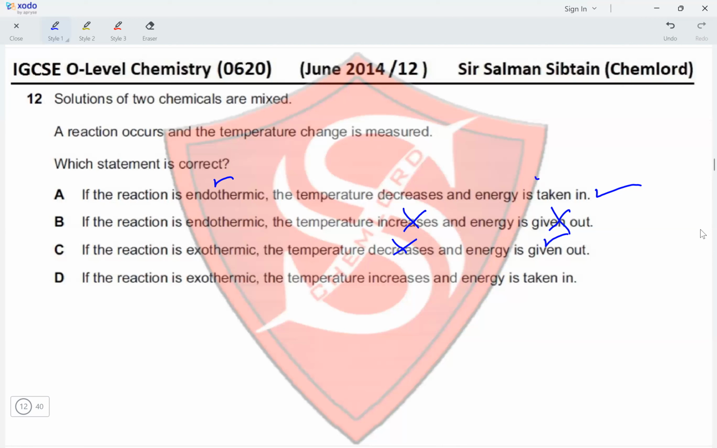So, last one. If the reaction is exothermic, the temperature increases. Yes, and energy is taken in. No, energy is given out. So this makes option A the correct option for this question.